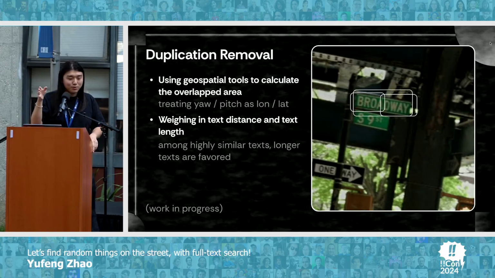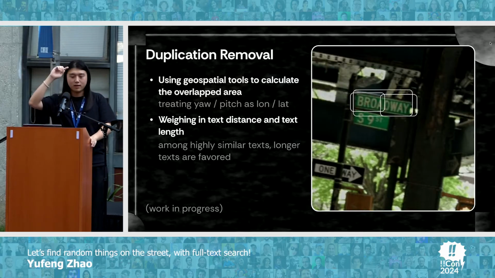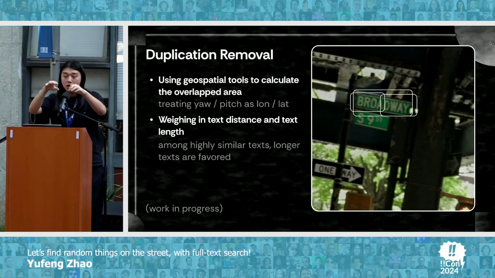I feed this into GeoPandas on Python, feeding the OCR results in as if they are regions on the Earth, and let it figure out how much they overlap with each other. And also taking into account the text distance between each other and finding, among a similar text cluster, what's the longest one? I'll take that as the right result.